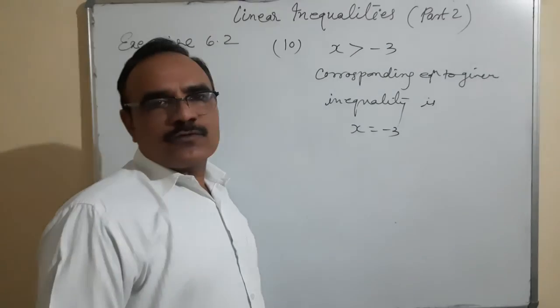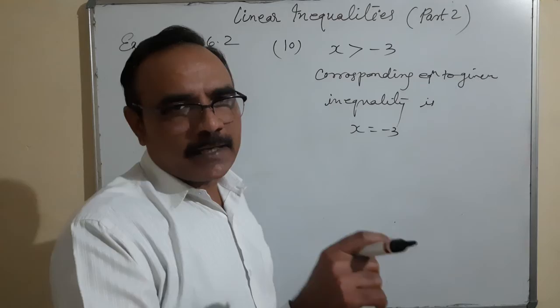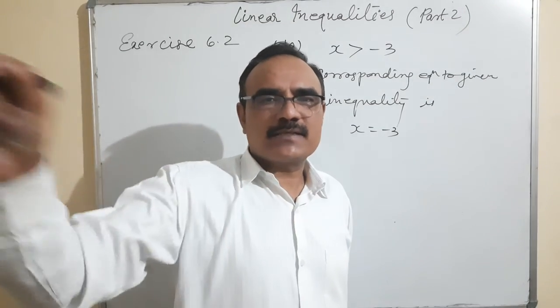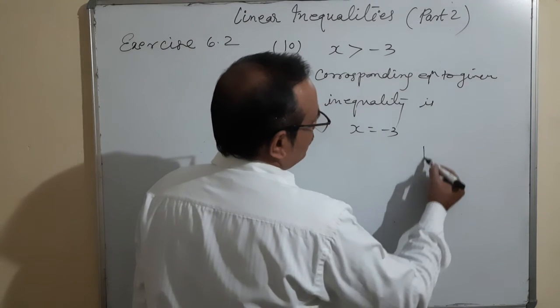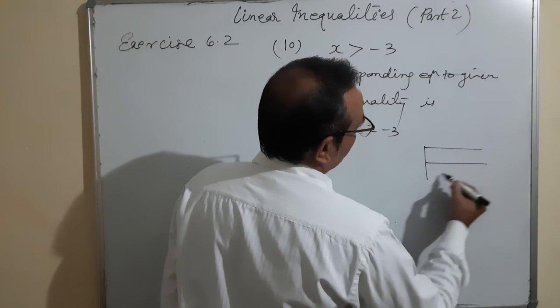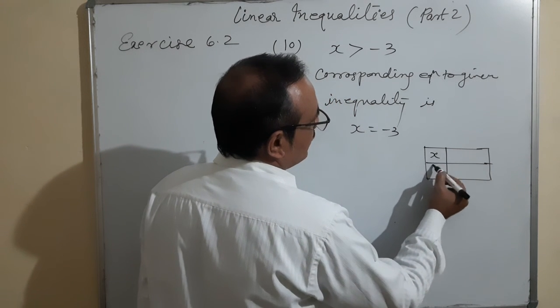And if you want to understand, you are going to make a table and represent some points. After that, you will understand what I'm doing. Suppose you want to make a table, how to make a table here? Because no second variable is present here, only x is there.